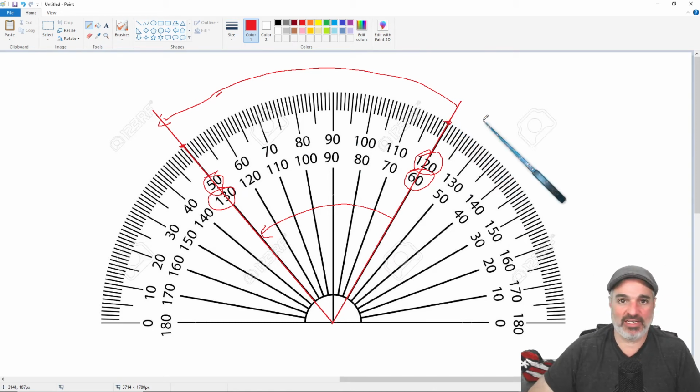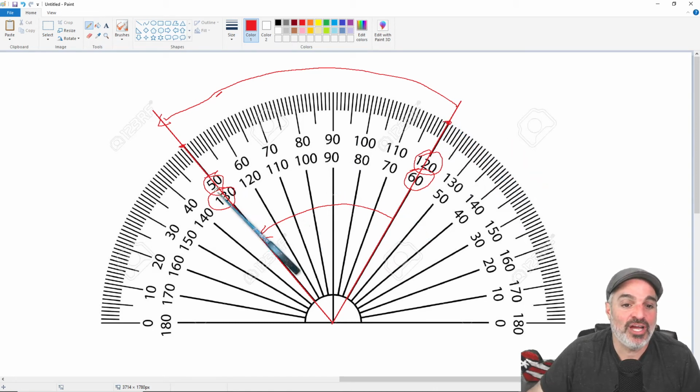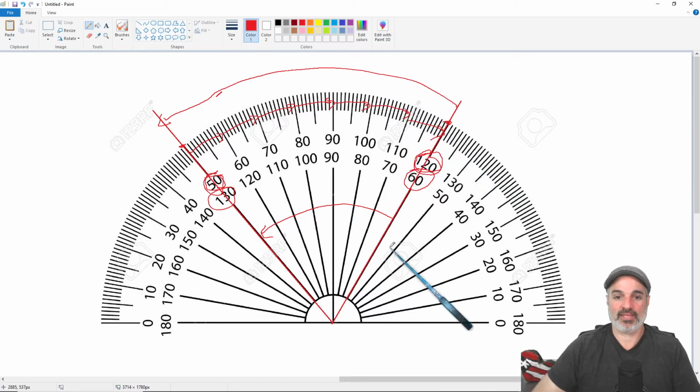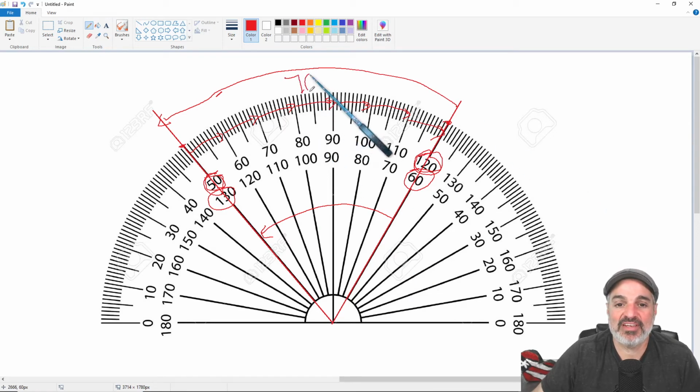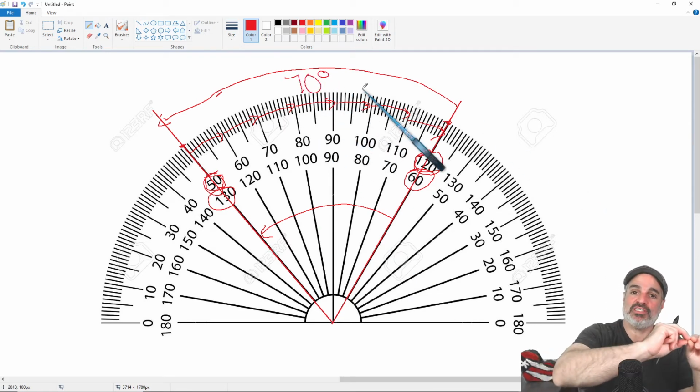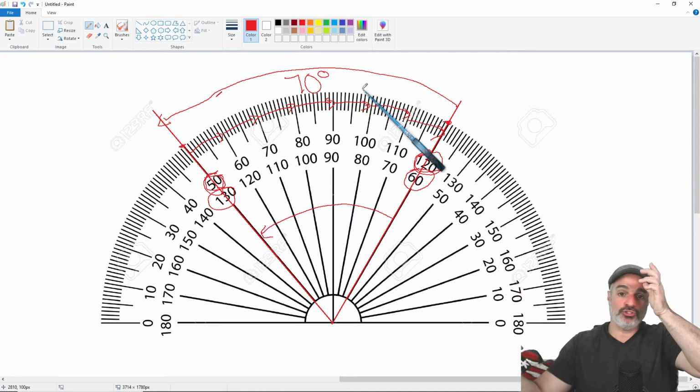We have to count the lines. Now, luckily, because both lines are in a multiple of 10, 50, and here 120, you can count by 10. You can go, okay, from here to here, 10 degrees, 20 degrees, 30 degrees, 40 degrees, 50, 60, 70 degrees. So that angle measures 70 degrees because you counted the lines from one angle to the other.